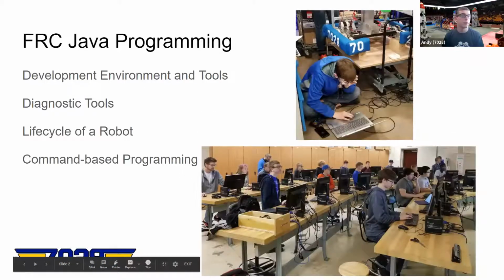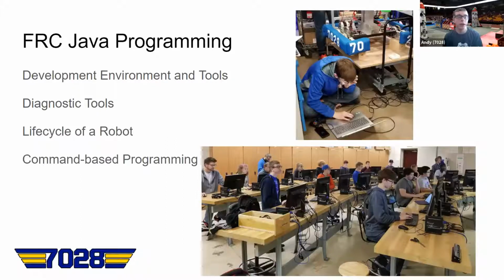So for FRC Java programming, you're going to have your development environment. That's going to be VS Code, and that's pretty much where all of that stuff is going to be. There's going to be diagnostic tools like Phoenix Tuner and your radio configuration tool, which are going to be able to set up your tools for programming and everything. We're going to talk about the life cycle of the robot, and then we use command-based programming on 7028, and that's probably the better one. And we'll talk about command-based programming a little bit later.